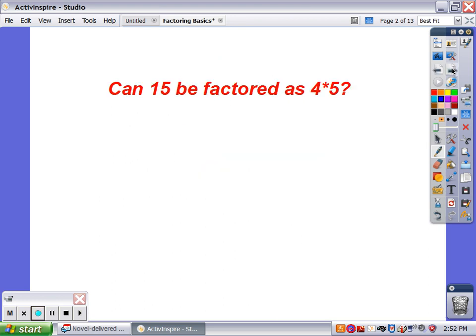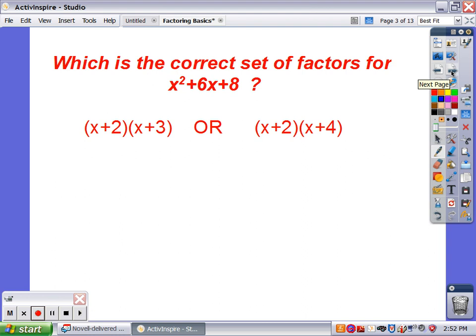Think through what makes a factor. Ask yourself, could 15 be factored as 4 times 5? No way. Why? Because when you multiply, you don't get what you started with. That's your basics of factoring. So let's bring it into an algebraic context.